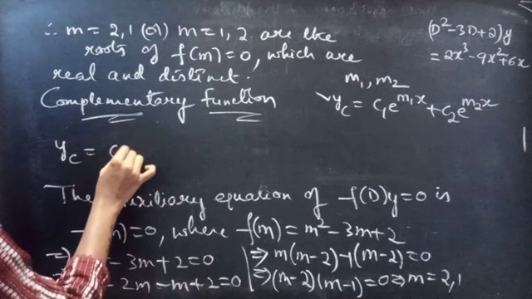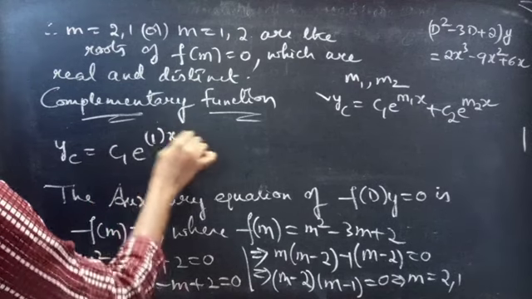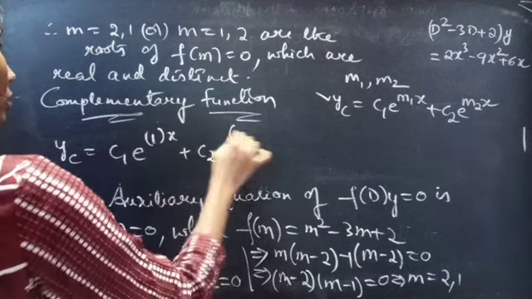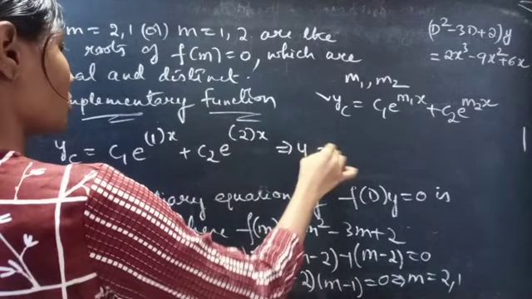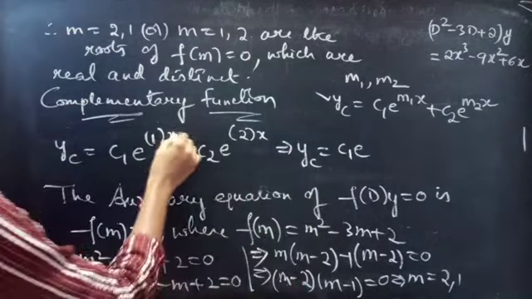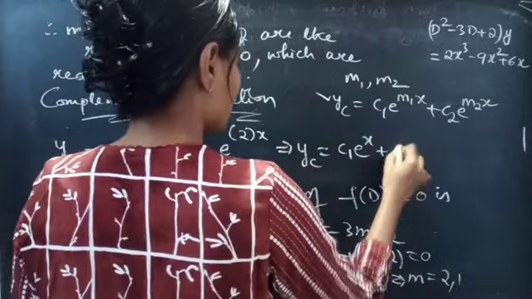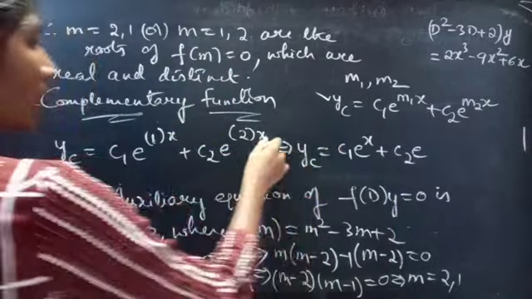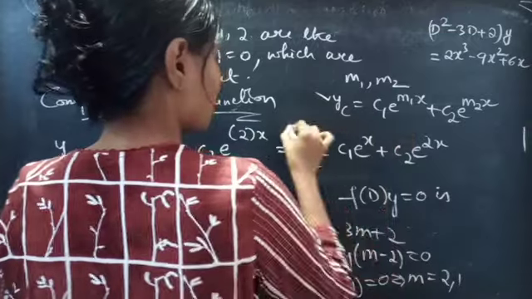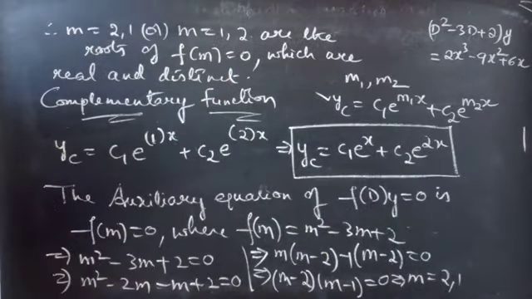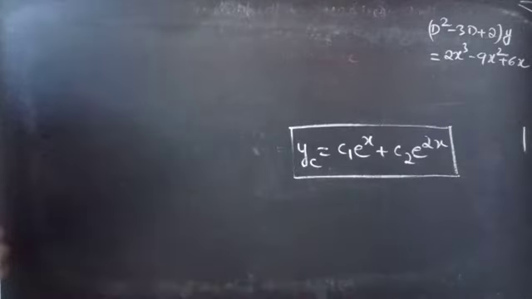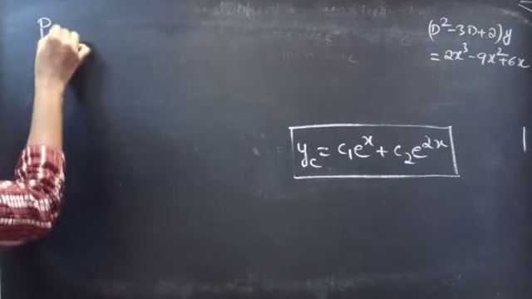Yc equals c1 e power (first root) into x plus c2 into e power (another root) into x. Then yc equals c1 e power 1 into x, that is x, plus c2 into e power 2 into x, that is 2x, which is our required complementary function. Now let's find the particular integral.